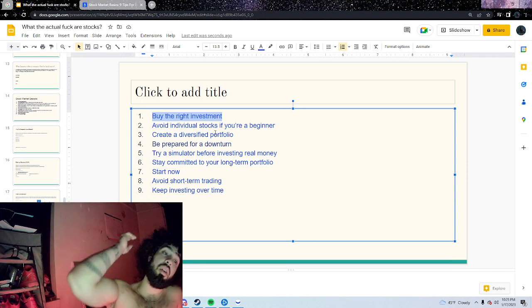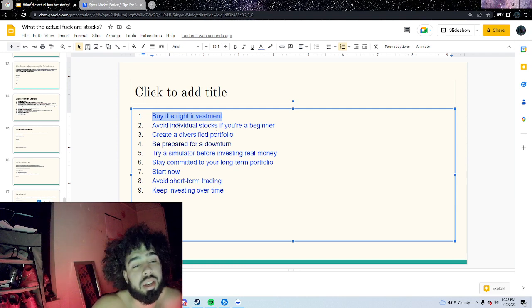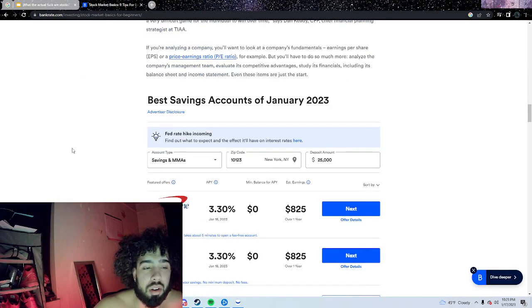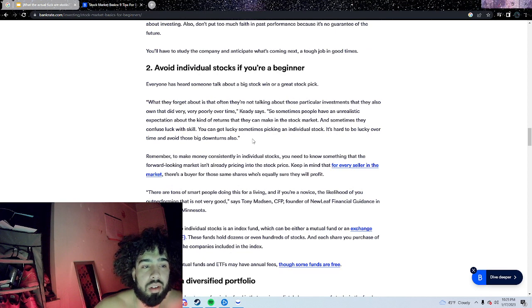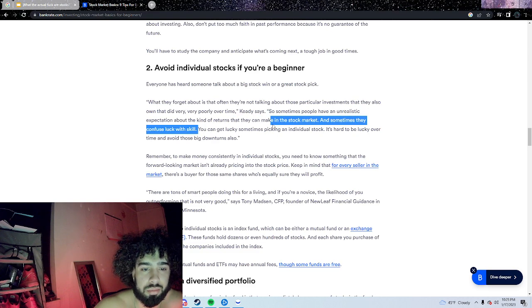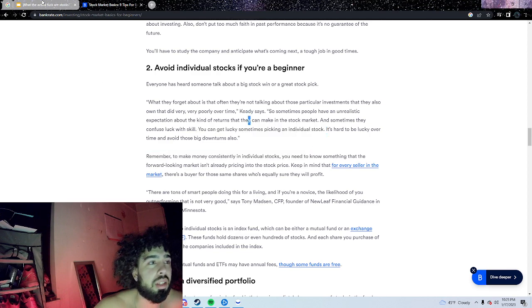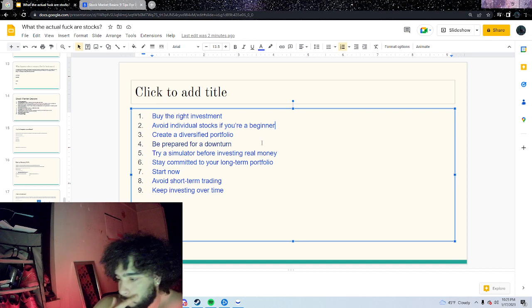And then the next one will be avoid individual stocks if you're a beginner. So that basically means, let me go to number 2 real quick so you guys can see what I'm talking about. I just want to read this real quick out of curiosity. Alright, so basically what this is saying is just don't pick a stock that you don't know about. Make sure you do your diligent research on it. Don't get lucky, anything like that. Make sure that you research it.